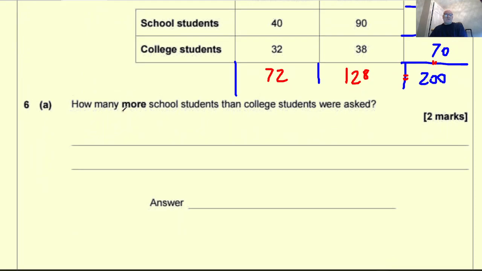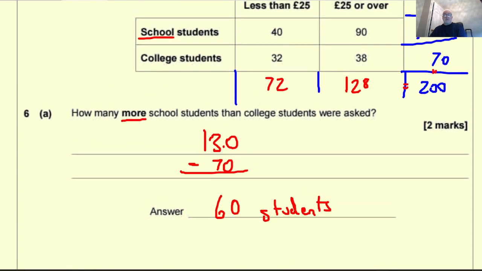How many more students, so that's in bold, so it's really important. So how many more students, school students, than college students were asked? So school students is first. So we've got 130. College students, we're going to subtract that away, is 70. And that's going to give me my answer of 60 students.